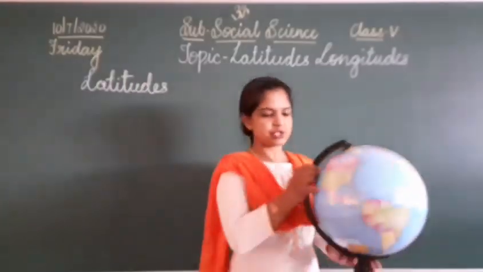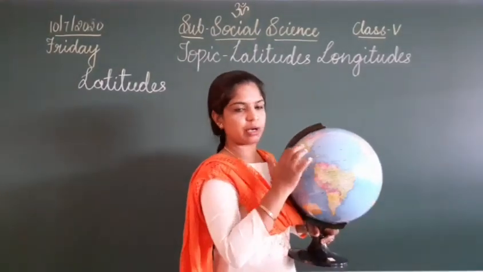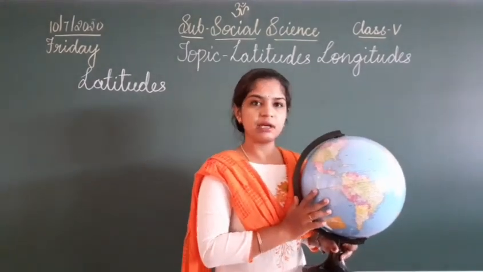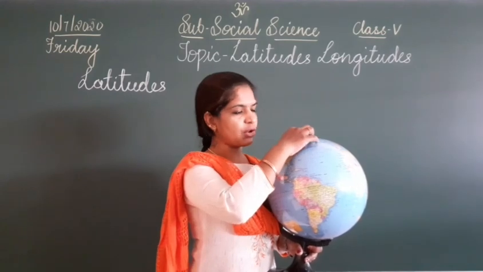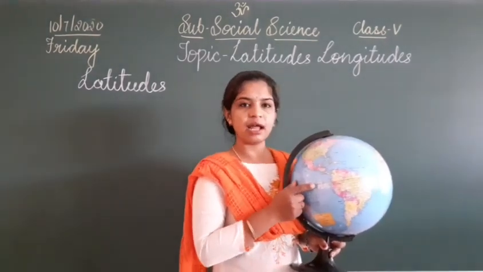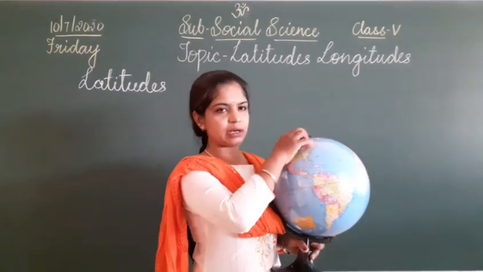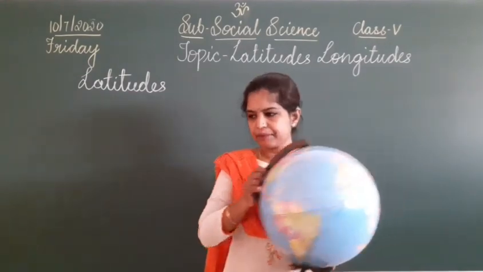The lines which run horizontally on the earth or on the globe are called latitudes. They run from the North Pole towards the South Pole. And the largest latitude is our equator. All other latitudes are parallel to the equator, right?